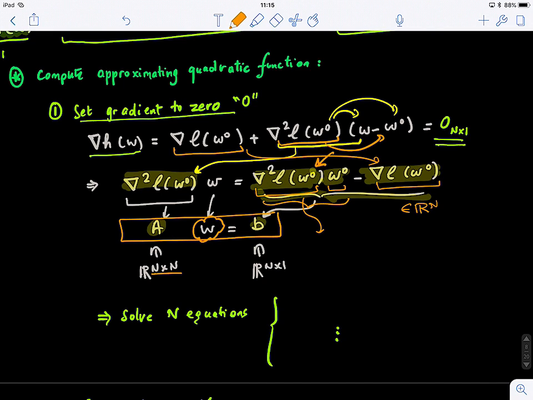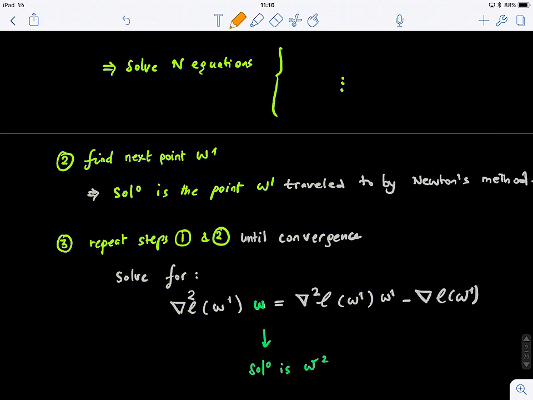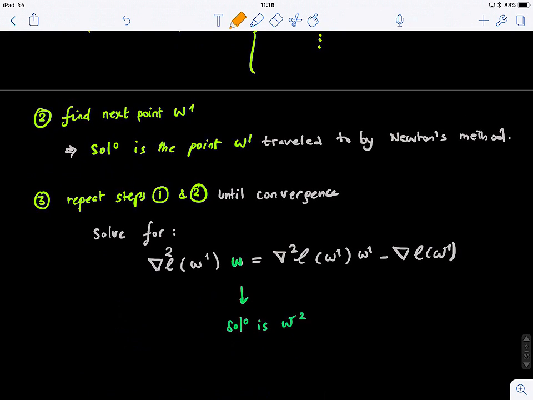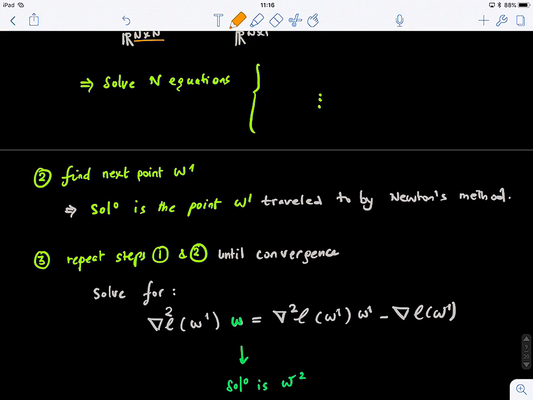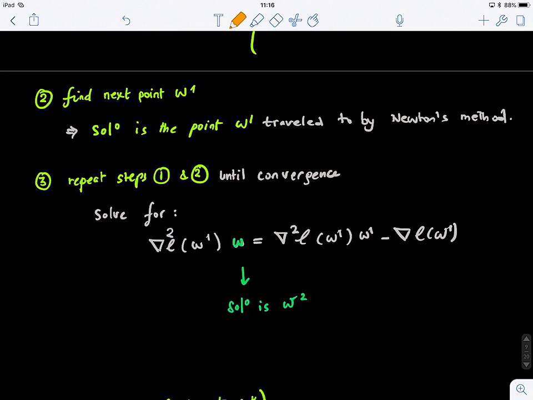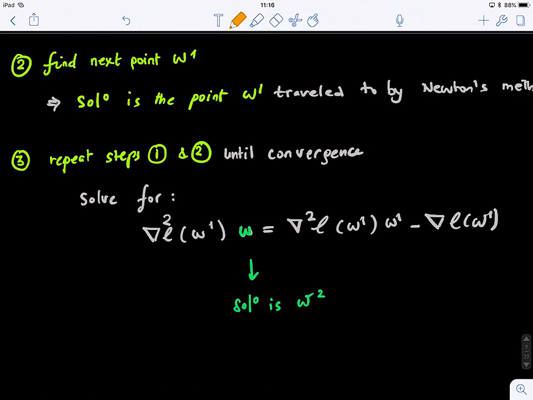You don't need to derive the math, but you need to know that this is what we're solving in Newton's method. Now, once we find the solution, then we travel. Let's say we found our W1 by solving these equations. Then we repeat that many times. Every time we solve this for W2 and put W1 right here. That's our next point, and we repeat this until convergence.